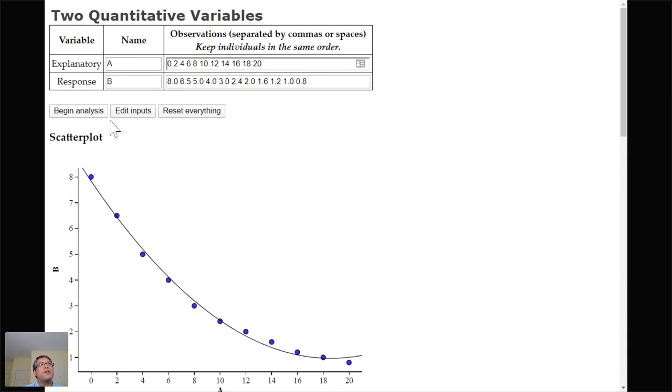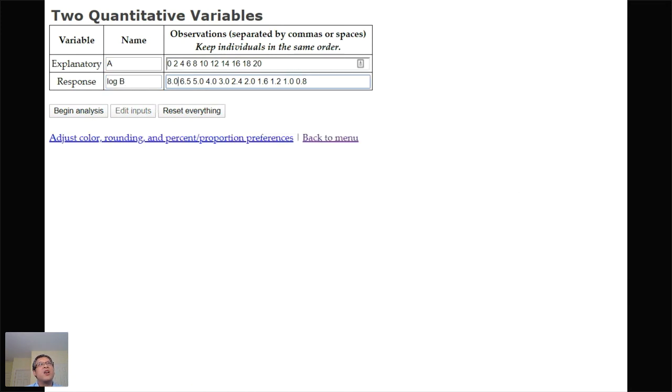Okay. So what I'm going to do here is replace this with, I'm going to call this log b. And all I'm going to do is replace all these numbers I have here with their logarithms. Okay, so let's do 0.903.